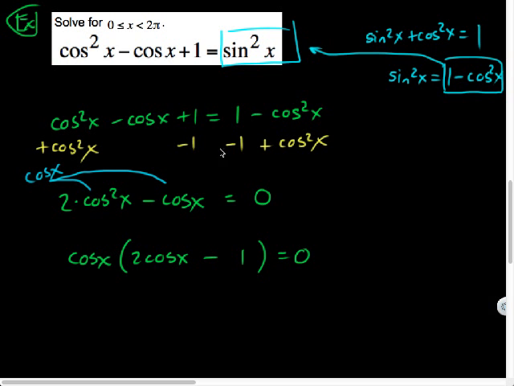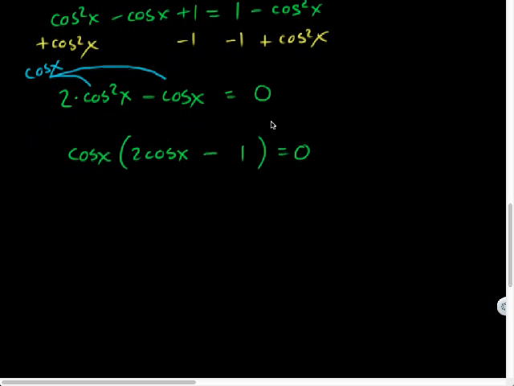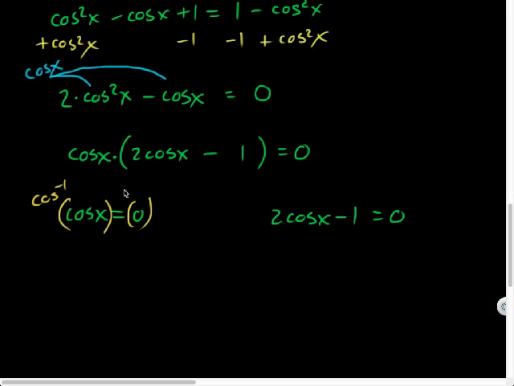So once again, I've got 2 things that multiply to be 0. And I can use the 0 product property. So either this guy was 0 or this guy was 0. So let's say cos x equals 0 or 2 cos x minus 1 equals 0. So the left-hand side, we know how to solve that. Cos inverse both sides.